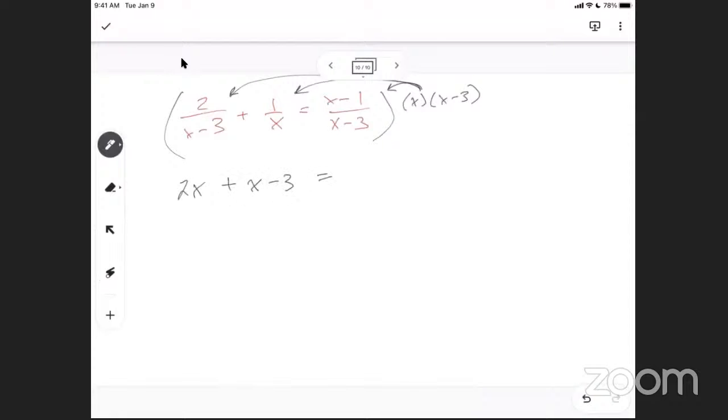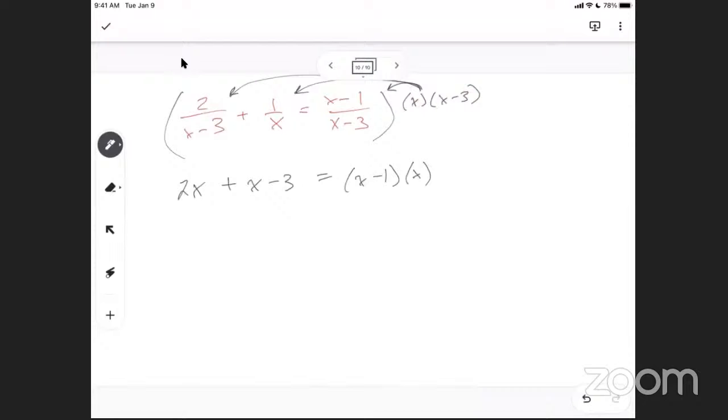And what's this x minus 1 ultimately going to be multiplying? It's just going to be multiplying x because this is going to cancel. But use parentheses. It's x minus 3 times x. So there's my equation.